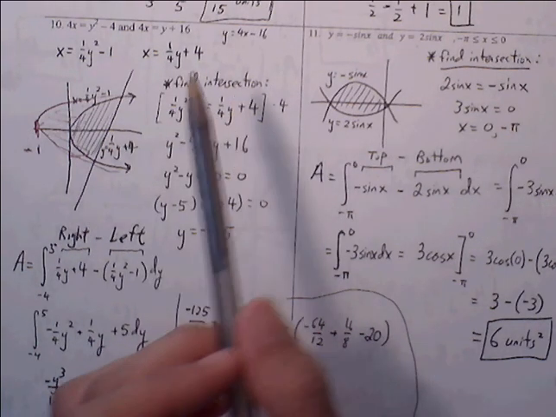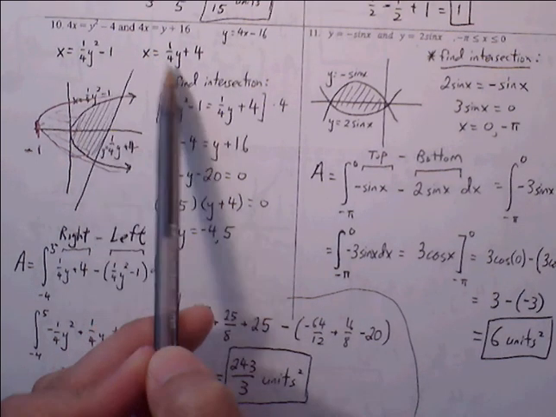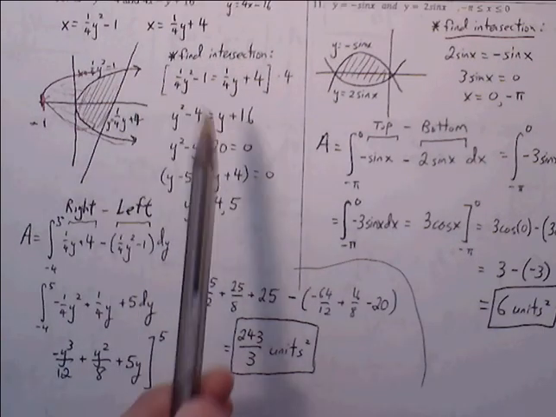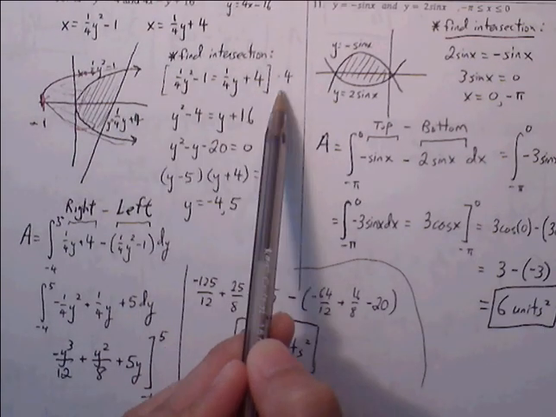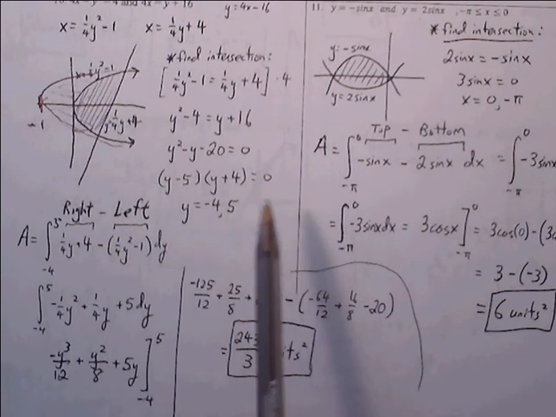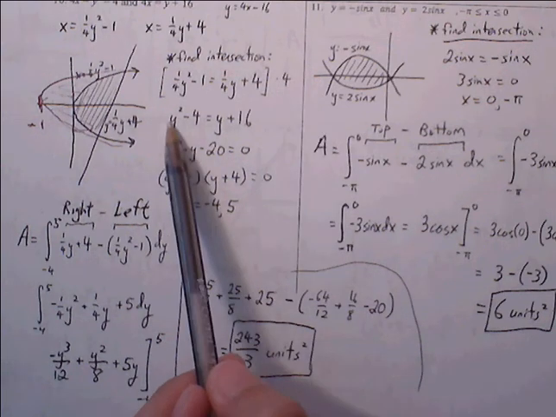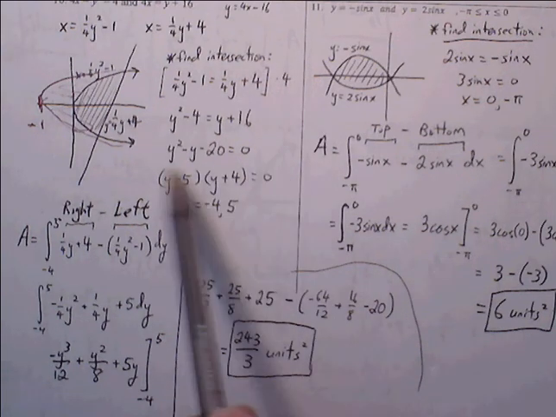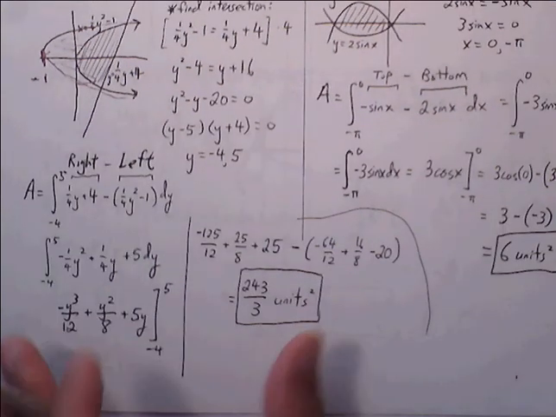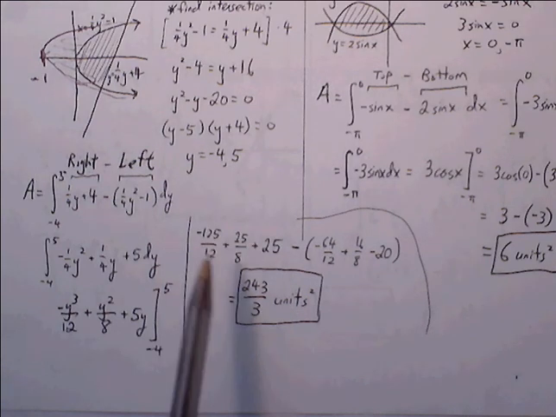So set the two equations equal to each other, which is 1/4 y squared minus 1 set equal to 1/4 y plus 4. To make this a little bit easier, I'm going to multiply everything through by 4, so I can rid the equation of fractions. If I distribute the 4 through all the terms, I get y squared minus 4 equals y plus 16. Bring everything over to one side, y squared minus y minus 20. Factor, and we get y minus 5, y plus 4. We get y equals -4 and 5.